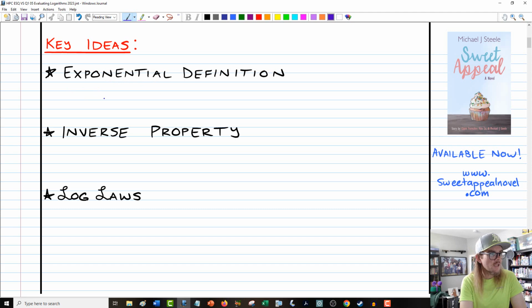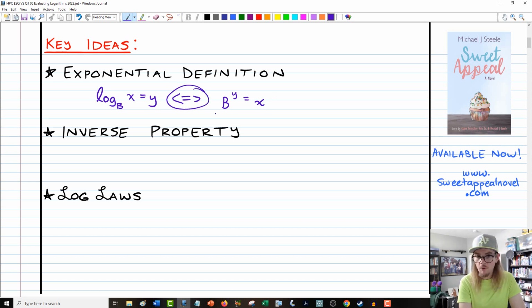When I say the exponential definition, what that's coming from is this idea that if you have a log expression, like log base b of x, and that's equal to some y, that is exactly the same as saying b to the y power equals x. Those two things are identical. This is called the biconditional, because it's true in both directions. One side is only true if the other side is true. In other words, this is a definition. These two things mean the exact same thing.